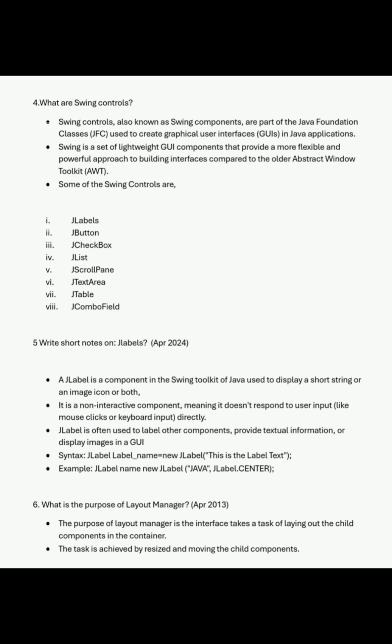5. Write short notes on JLabels. April 2024. A JLabel is a component in the Swing toolkit of Java used to display a short string or an image icon or both. It is a non-interactive component, meaning it doesn't respond to user input, like mouse clicks or keyboard input, directly. JLabel is often used to label other components, provide textual information, or display images in a GUI.